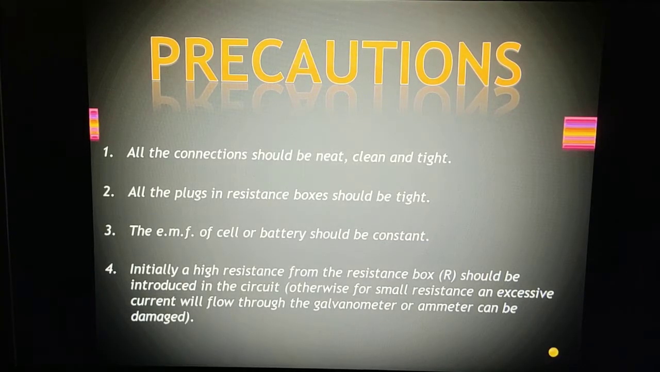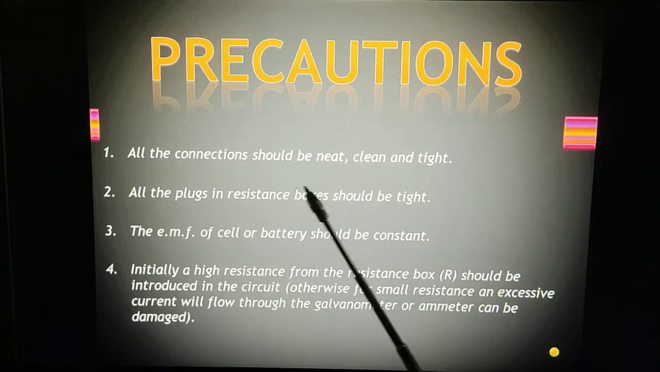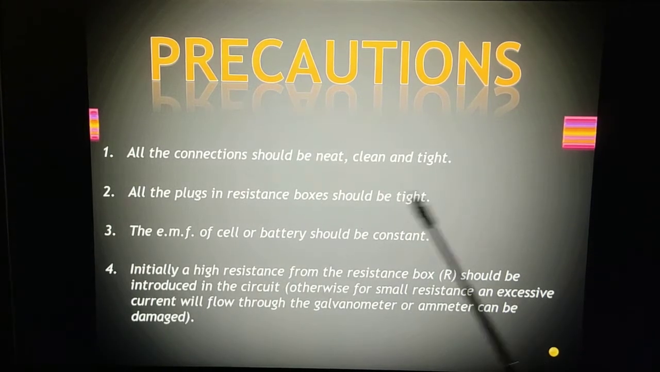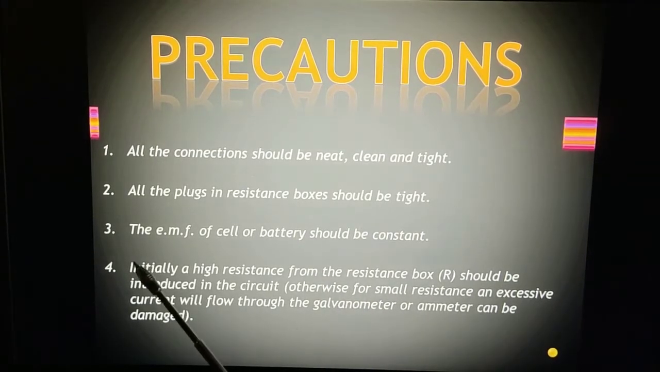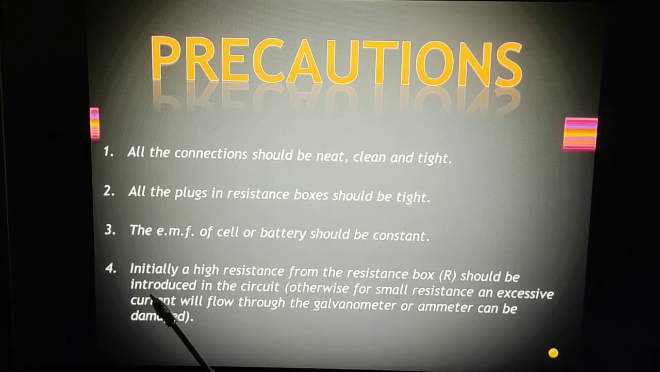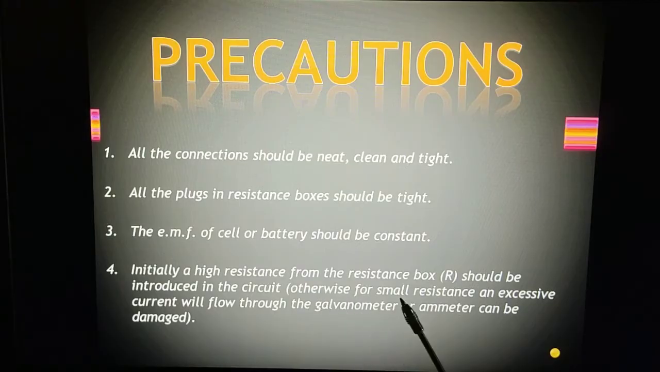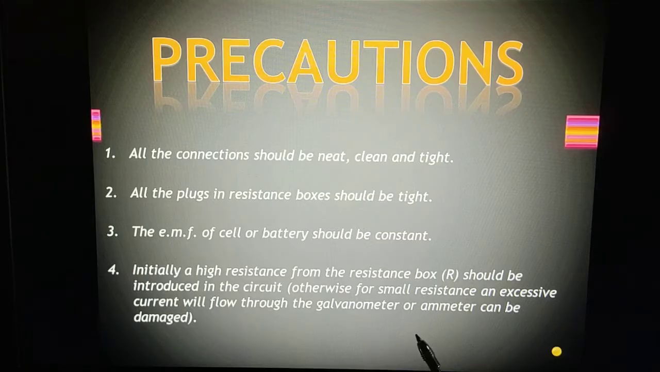Precautions. While you are conducting the experiments, you need to keep the following points in mind. All the connections should be neat, clean and tight. All the plugs in the resistance boxes should be tight. The EMF of cell or battery should be constant. Initially, a high resistance from the resistance box R should be introduced in the circuit. Otherwise, for small resistance, an excessive current will flow through the galvanometer or ammeter can be damaged.